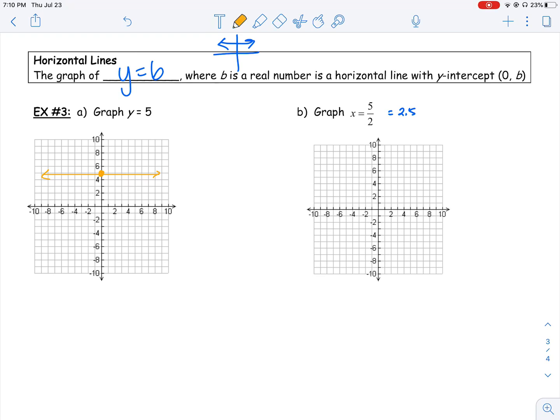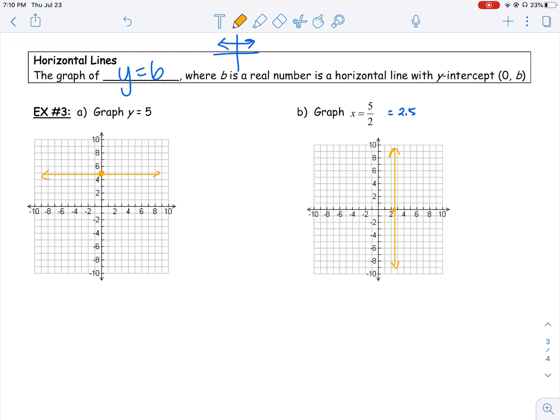So I know that x is going to equal 2.5, but it doesn't have a y. It's never going to equal y. So how do you think we're going to draw the line now so that x equals 2.5, but never equals y? It looks like this one's going to be a vertical line. It's going to be a vertical line that touches at x equals 2.5.